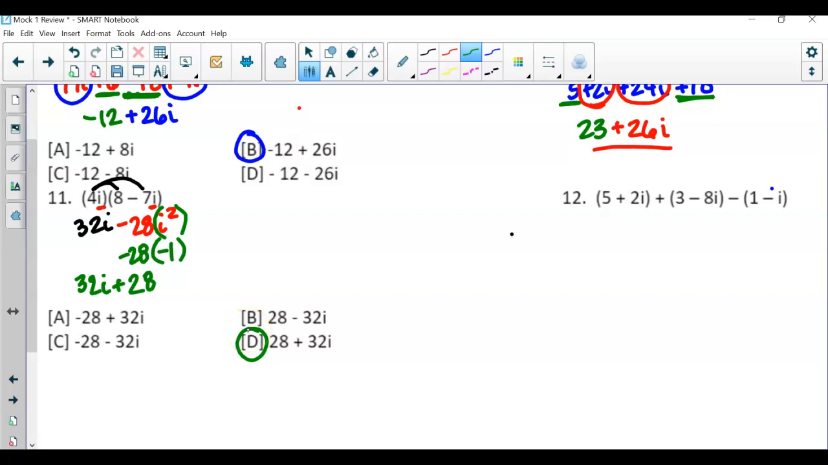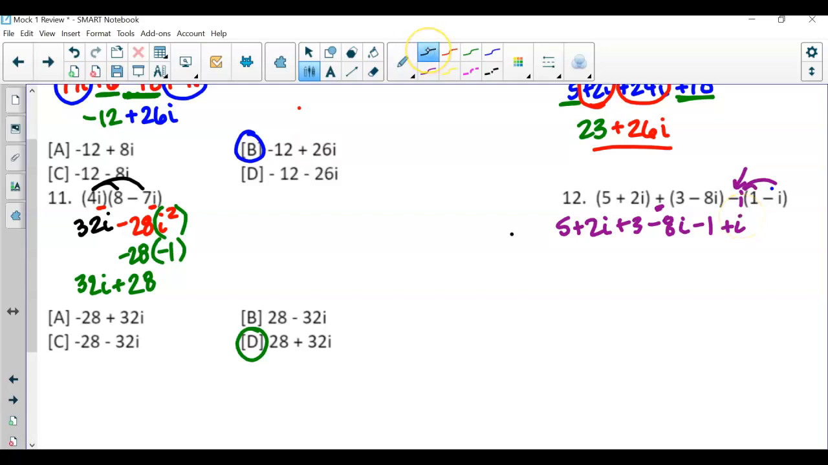So then last here in number 11, notice how at the end here we do have subtraction. This is addition, so we're good. We have subtraction, so we need to make sure to distribute our -1. So I'm just going to write everything down. So I've got 5 plus 2i plus 3 minus 8i. Now positive 1 is now going to become -1. Negative i is now going to become positive i.